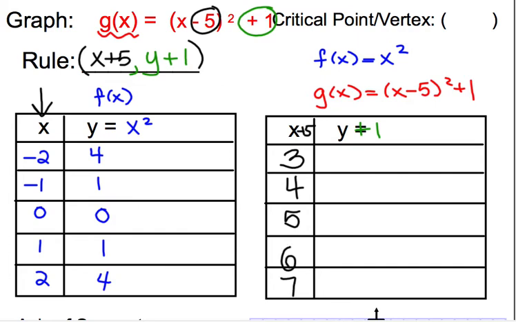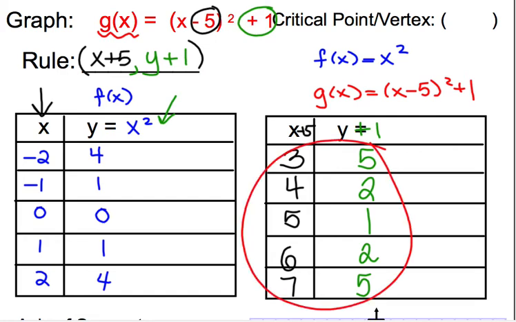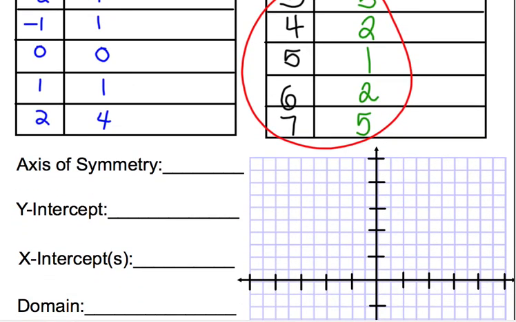Now we're going to add 1 to all of those values. So 4 plus 1 is 5. 1 plus 1 is 2. 0 plus 1 is 1. 1 plus 1 is 2. 4 plus 1 is 5. And these 5 coordinates will be your new set of ordered pairs.